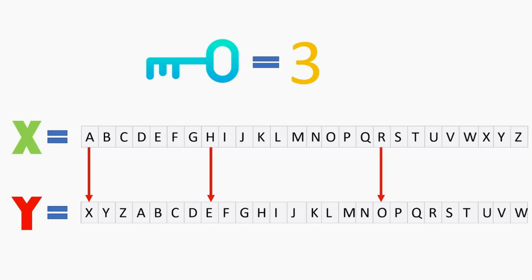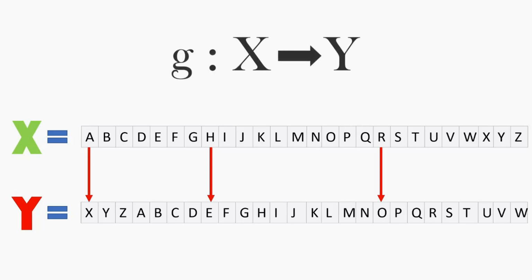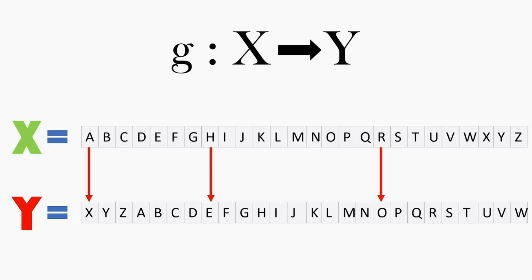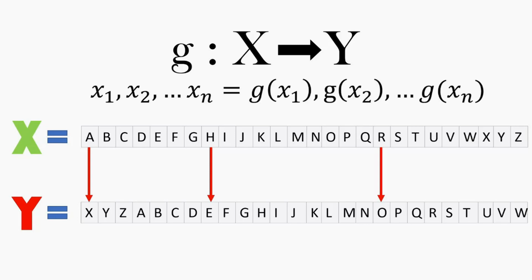Well, here's some basic math. What I just explained to you, it's customary to write as a one-to-one mapping G of X to Y. Then the substitution cipher works like this. Plain text from X sub 1 to X sub n is converted to the encrypted text from G of X sub 1 to G of X sub n.